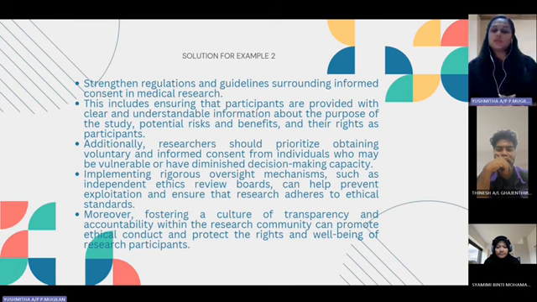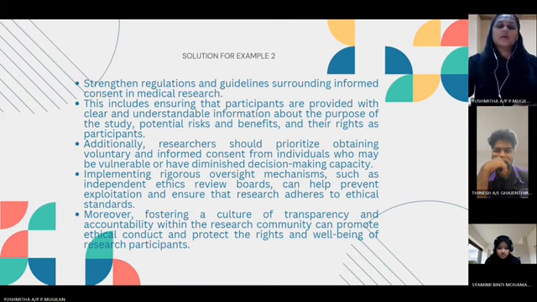Implementing rigorous oversight mechanisms such as independent ethics review boards can help prevent exploitation and ensure that research adheres to ethical standards. Moreover, fostering a culture of transparency and accountability within the research community can promote ethical conduct and protect the rights and well-being of research participants.